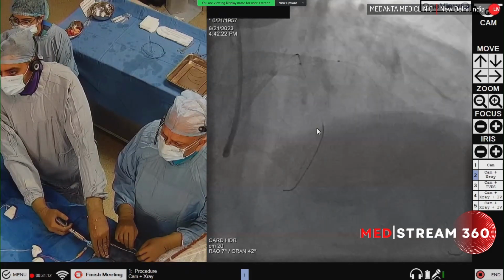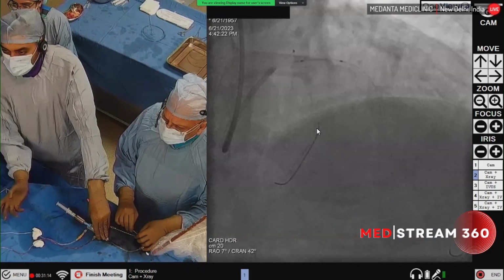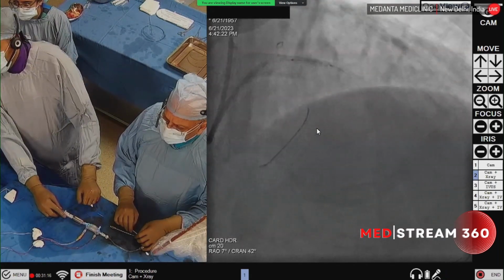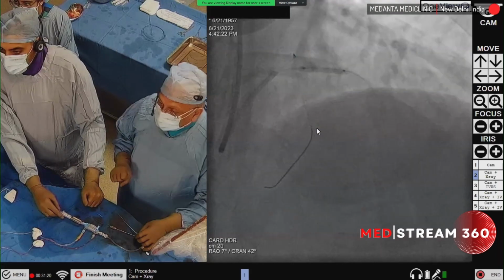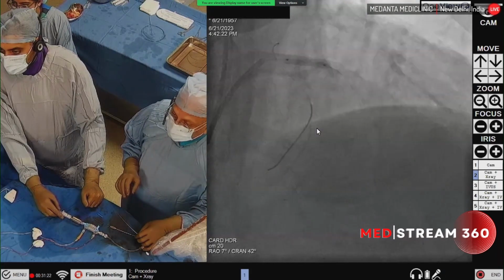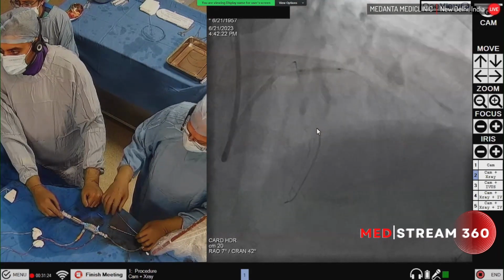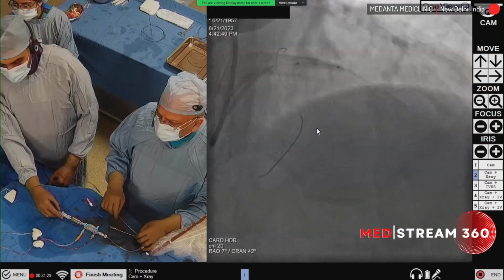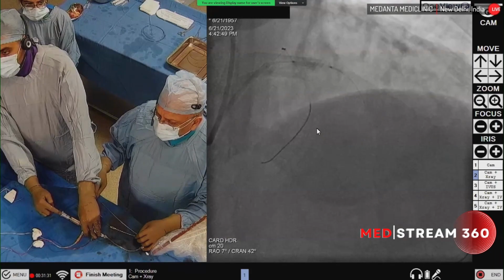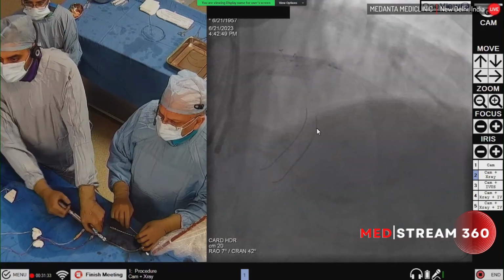Okay, go a little bit back. Okay. Go up. 1, 2, 3, 4, 5, 6, 7, 8, 9, 10, 12, 14, 16, 18. Okay. So this is a Wolverine cutting balloon going up to 18 atmospheres. Deflate. So we have done serial dilatations.